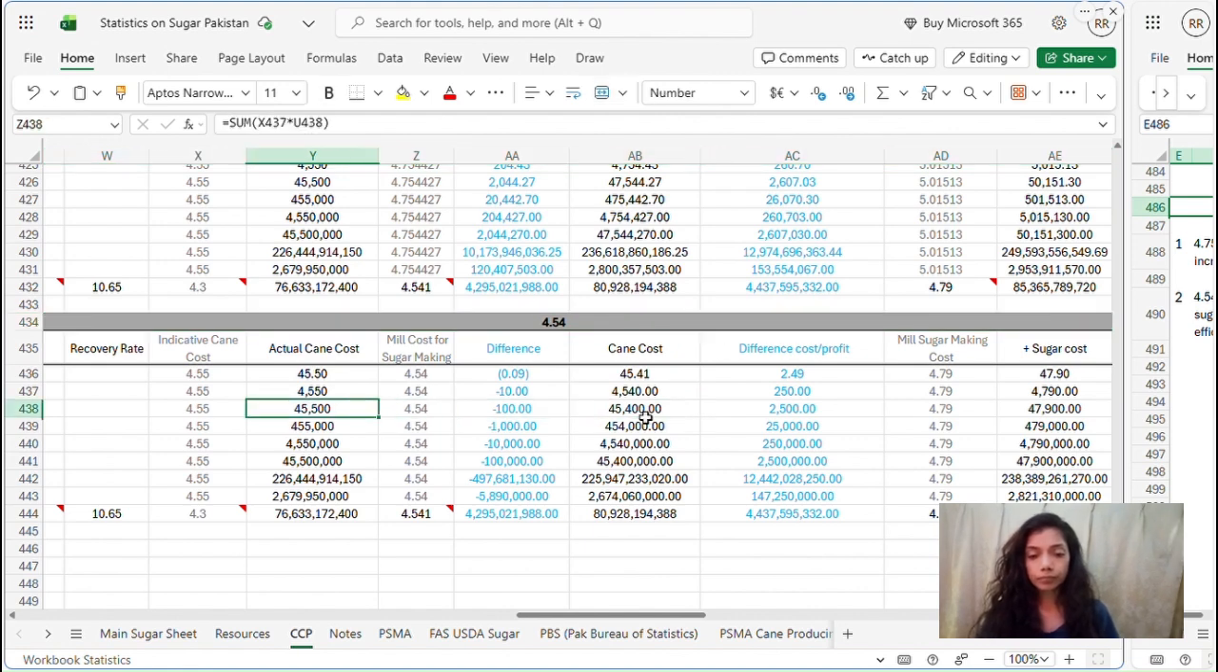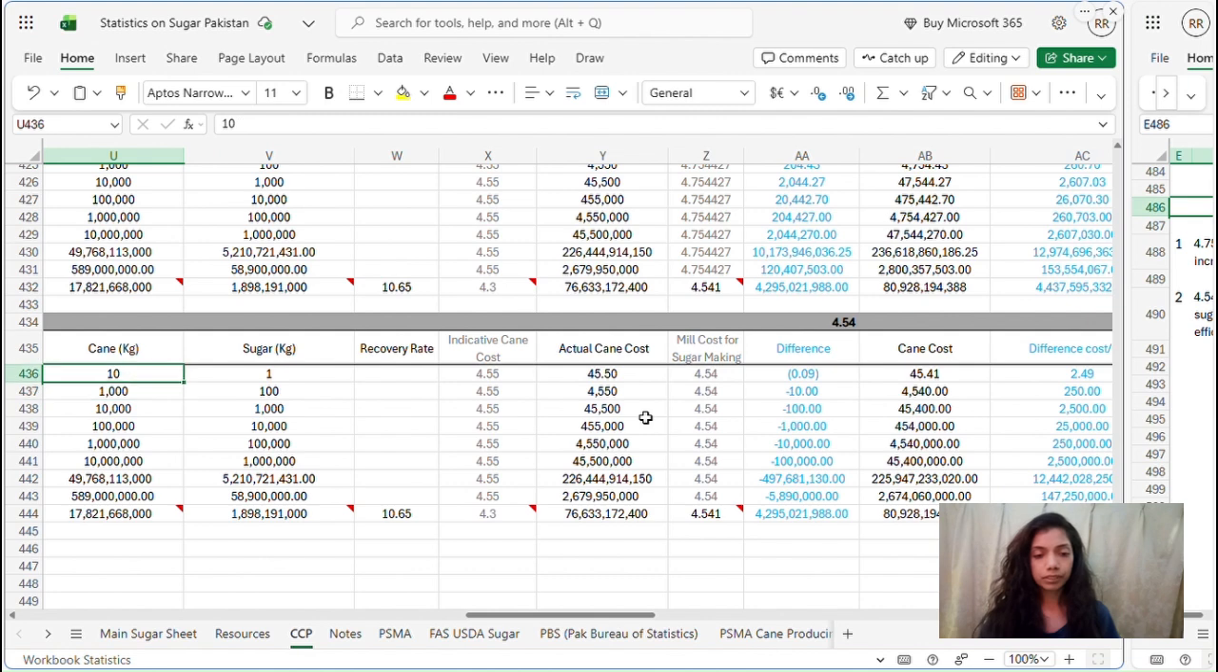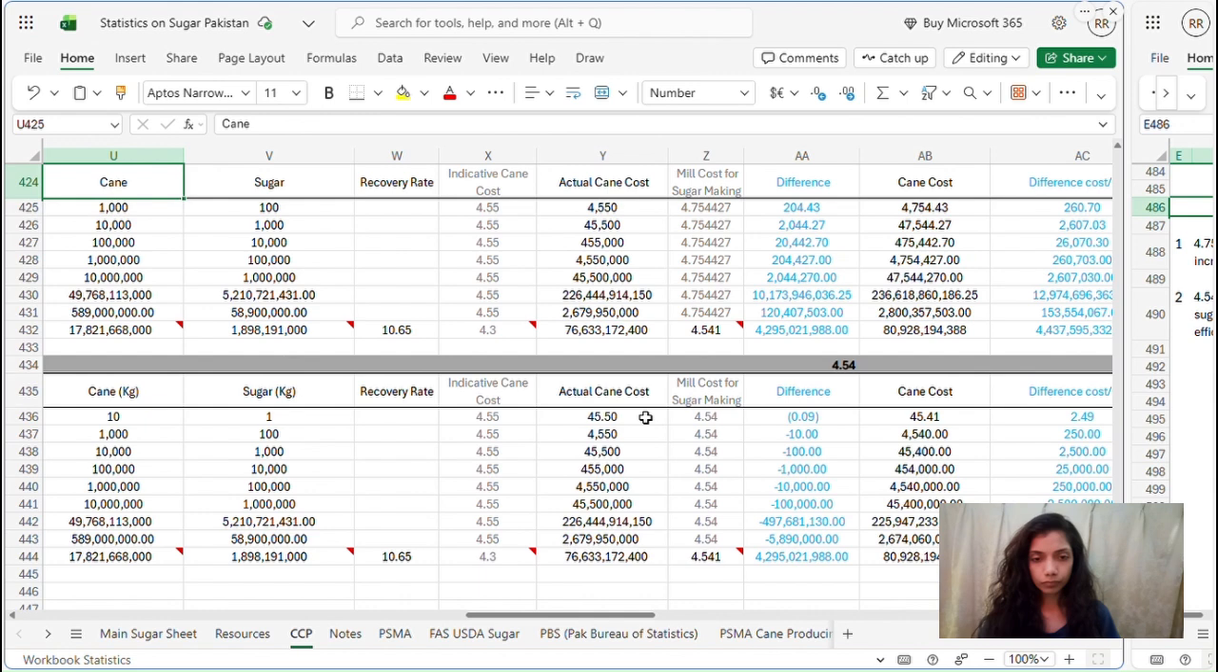So the table is same. These are the cane quantities, and above as well. Here almost the table is same. The cane quantities are same, sugar numbers are same, the quantity of sugars that are made, recovery rate on the last line is maintained same. Here indicative cost, cane cost prices are same, actual cane cost prices are same. There's a difference in the first entry here, this one.